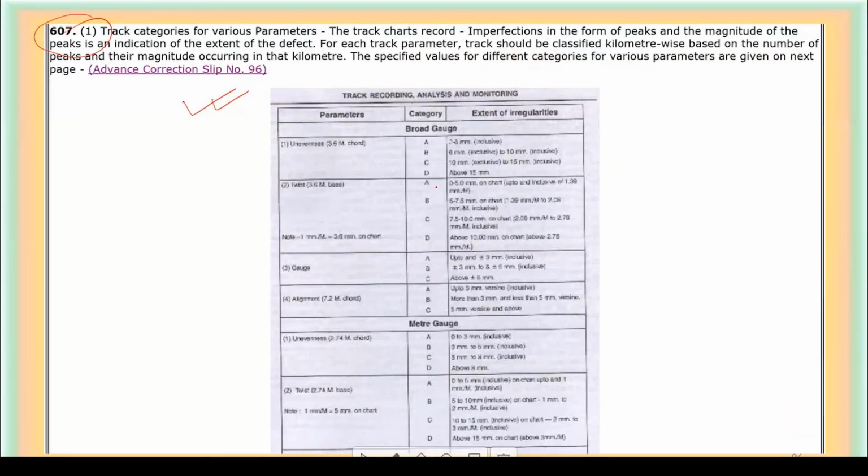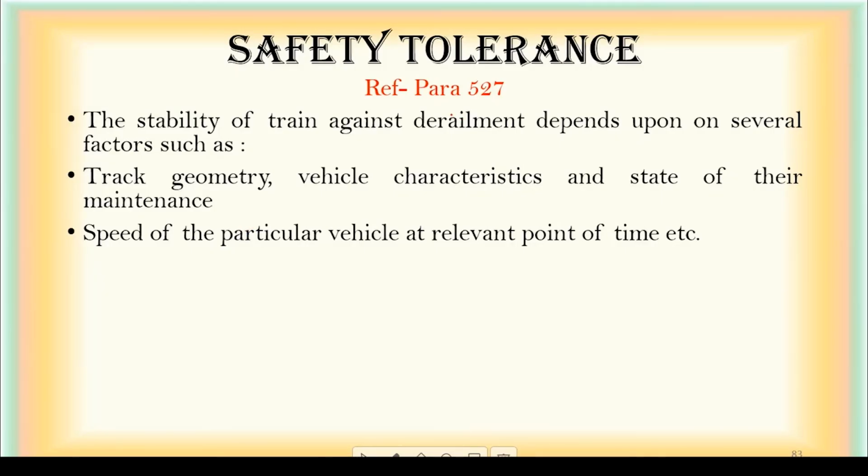So these were the A, B, C, D classification. You can see it in the old PW manual. Now this is no more available in the new PW manual, but it is in the old one, so it has been worked out by comparing with that. Then para 527 says what the safety tolerance should be, and clearly you can see the stability of a train against derailment, or safety, depends on several factors. It includes track geometry, vehicle characteristics, and state of maintenance of both track geometry and vehicle characteristics. Apart from this, operating features also come into the picture.